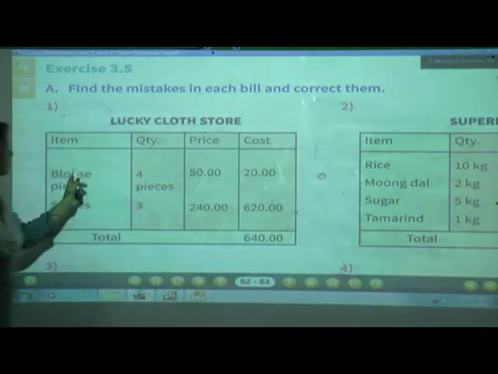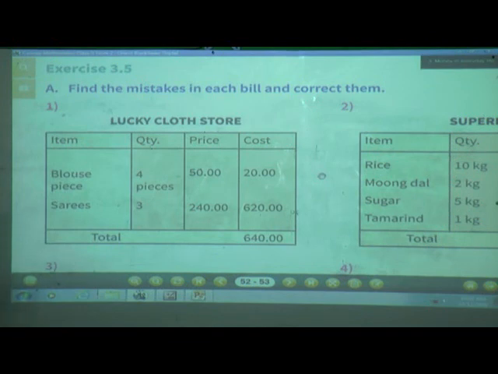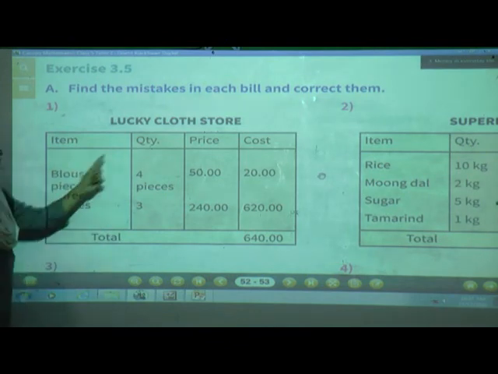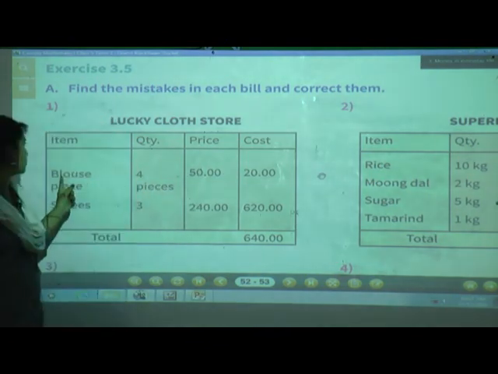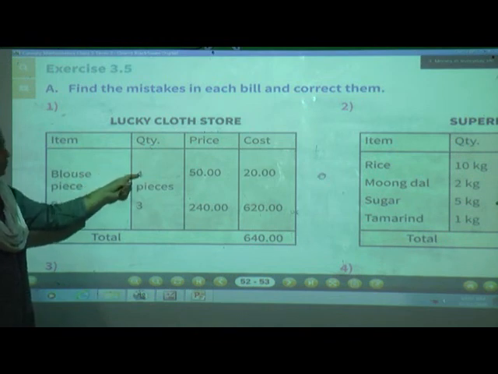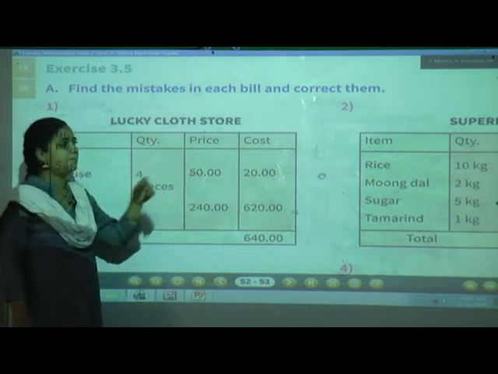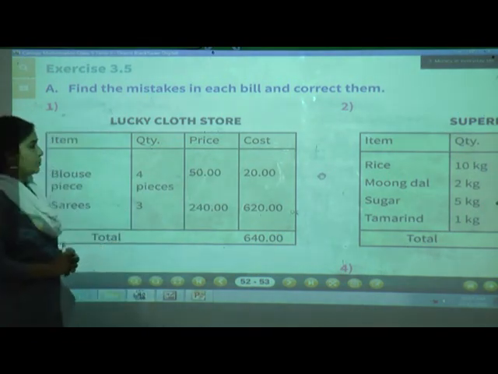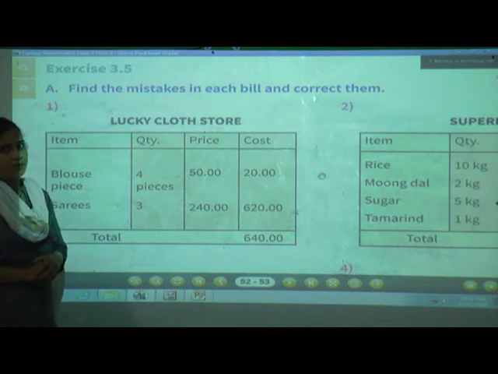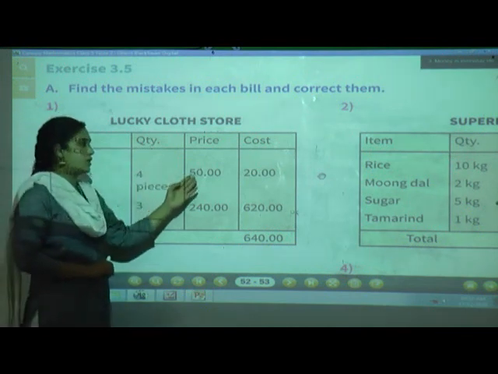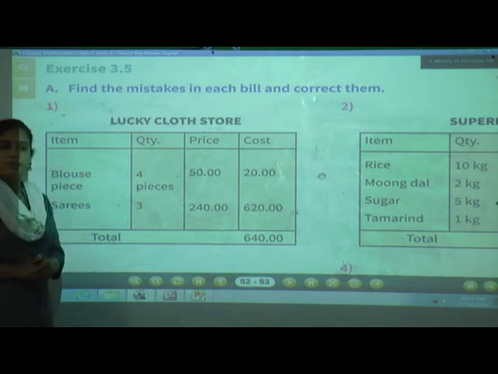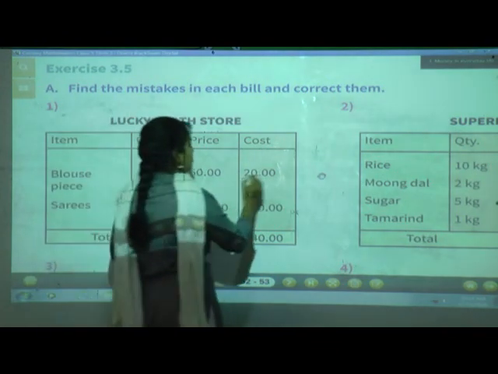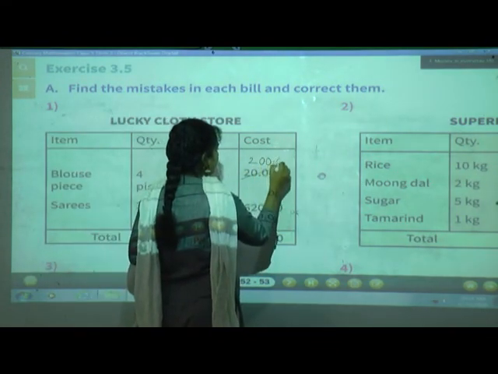See here, Lucky Cloth Store. Here is the price list of Lucky Cloth Store. Item, quantity, price and cost. So blouse, quantity of blouse 4, price of blouse 50, but here they have given the cost 20 rupees. How it is possible students? It is impossible. When you multiply 4 and 50, what is the answer students? 50 multiplied by 4, yes, 200, isn't it? So cancel it and make it 200.